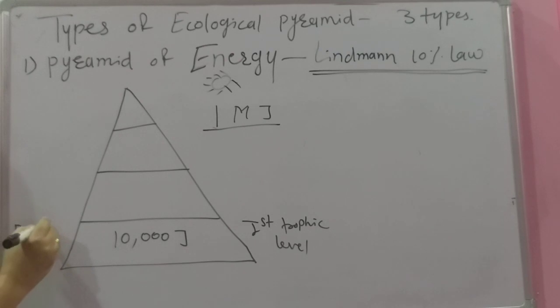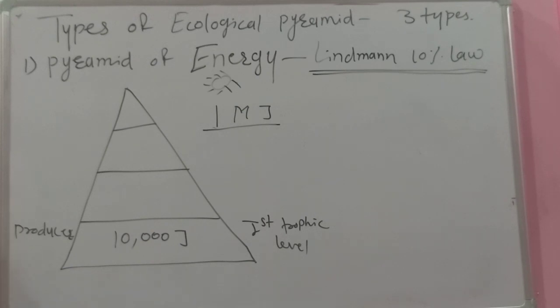The producers, meaning the green plants, use only 10,000 Joule of energy for the process of photosynthesis. Out of the 1 million Joule, which means 10 lakh, only 1% of the energy is used in the process of photosynthesis by the producers, the green plants. This 10,000 Joule in the first trophic level is used.